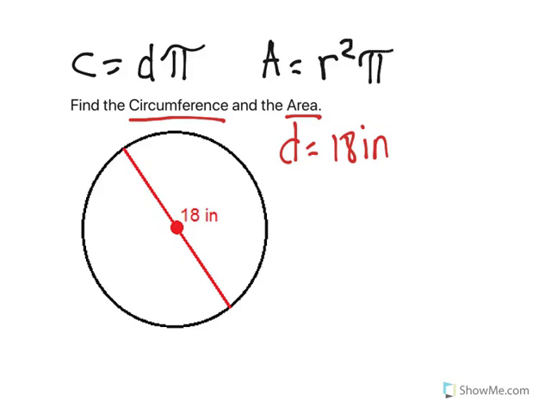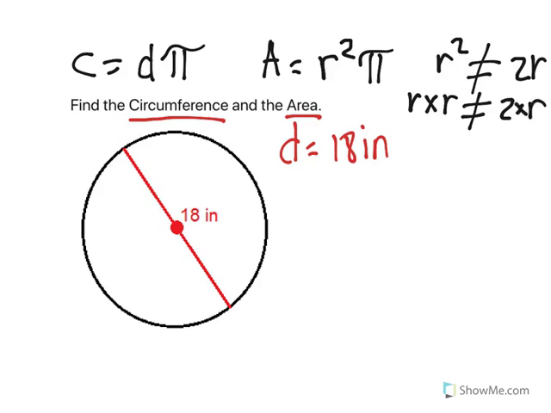And remember this, we have said this many times. Radius squared is not the same as 2 times radius, okay? Radius squared is r times r. This is not the same as 2 times r. So you have to keep this in mind all the time so you don't make that mistake. Okay, so I got my diameter.